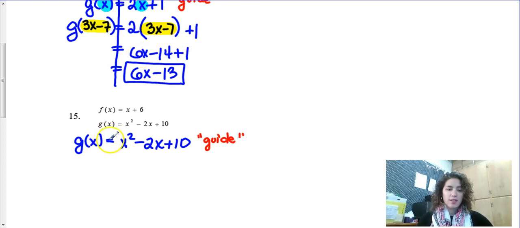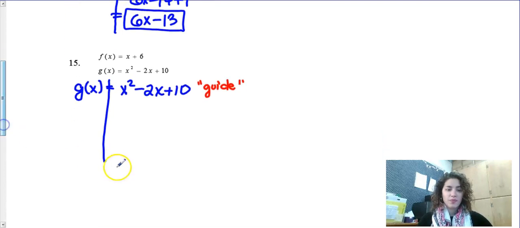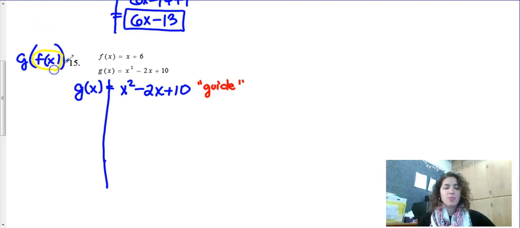And I'm going to draw a line down the equal sign. This is what I'm going to be plugging into. And I'm just going to put it right here. We're asked to find g of f of x. So that's how I know that f of x is the input. So I don't have to guess what that is. I just go look and I say, ooh, look, f of x, I am told, is x plus 6. So this becomes g of x plus 6.